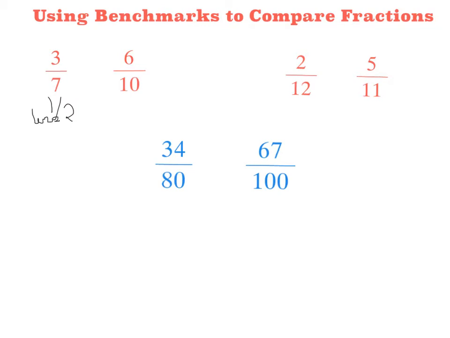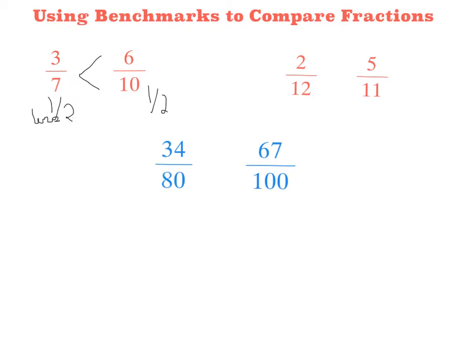Sorry for the bad scribbles. 6/10 is also close to a half, but it's a little more than half because half of 10 would be 5, and 6 is a little more, where half of 7 is going to be a little more than 3, and so 3 is less. So 6/10 would have to be greater.